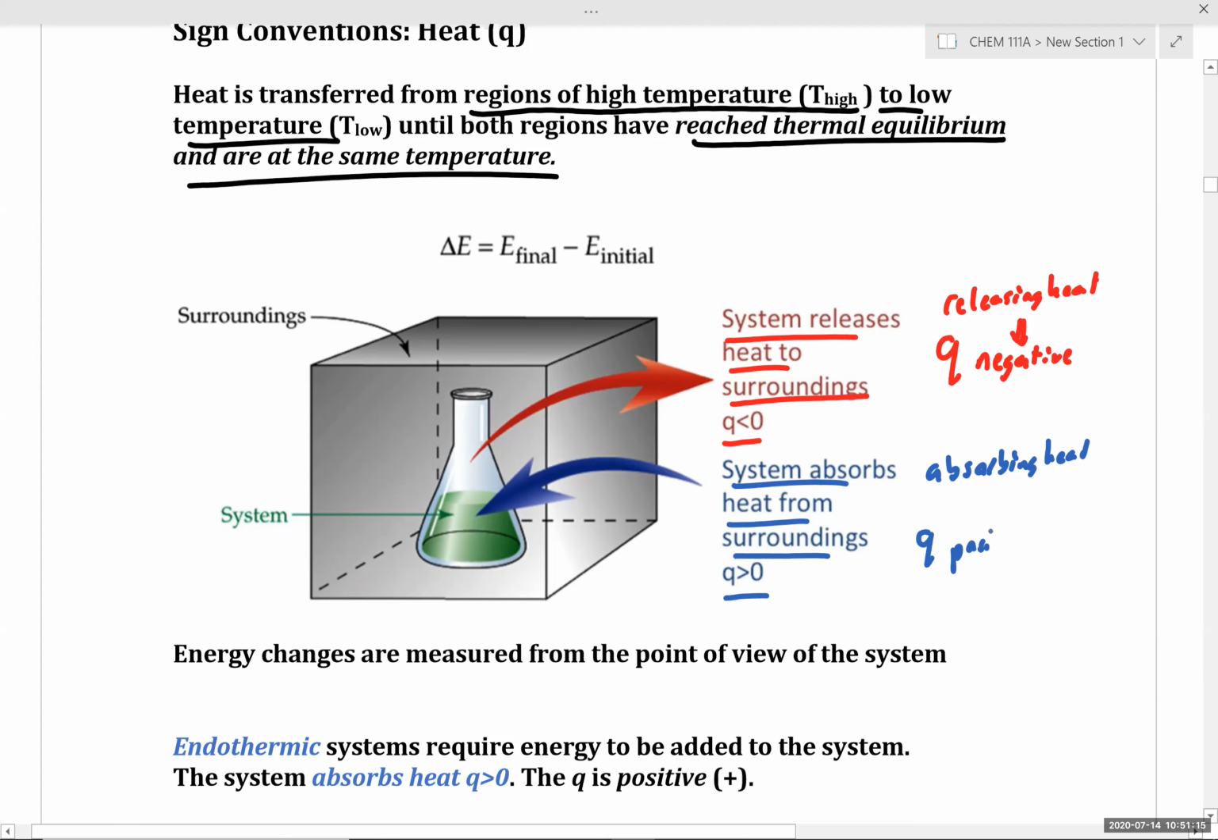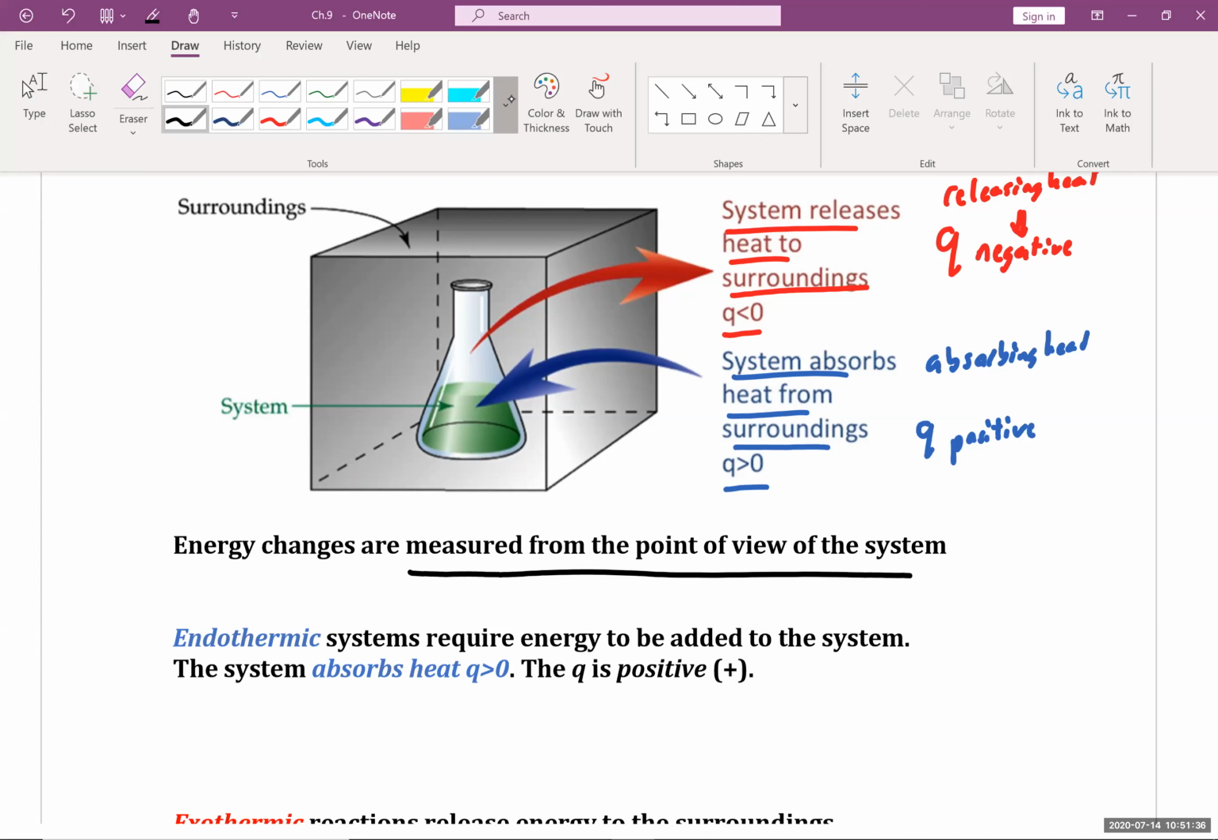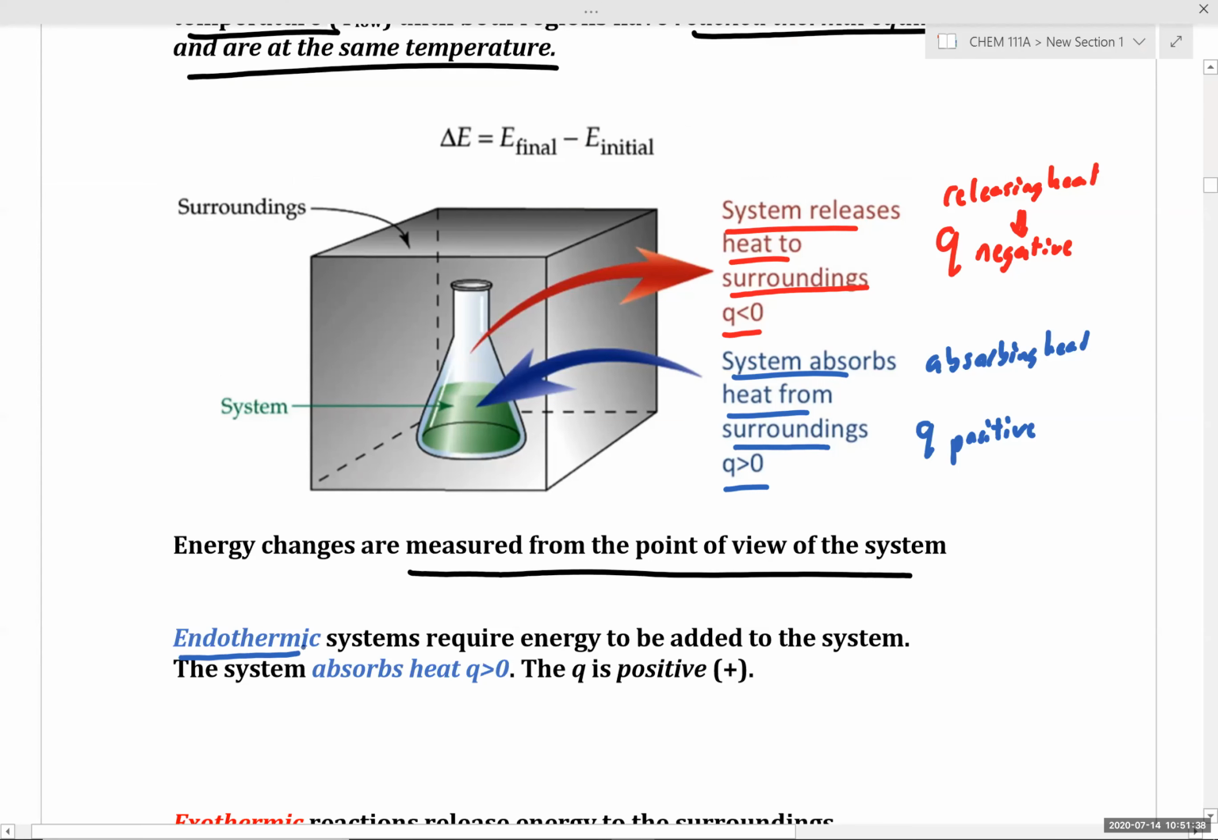We often look at energy changes measured from the point of view of the system. So endothermic systems, endo like endoskeleton, inside. The system requires energy to be added, and the system absorbs heat. So Q is positive. Endothermic absorbs heat, Q is positive.